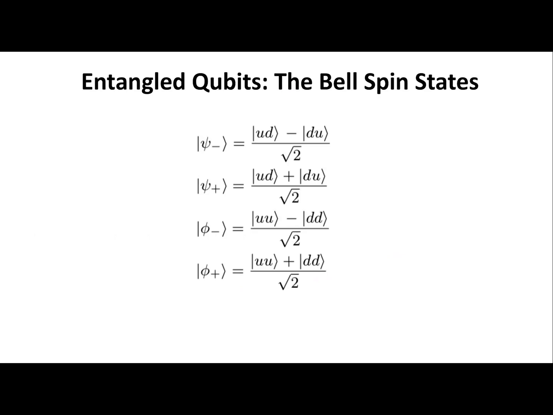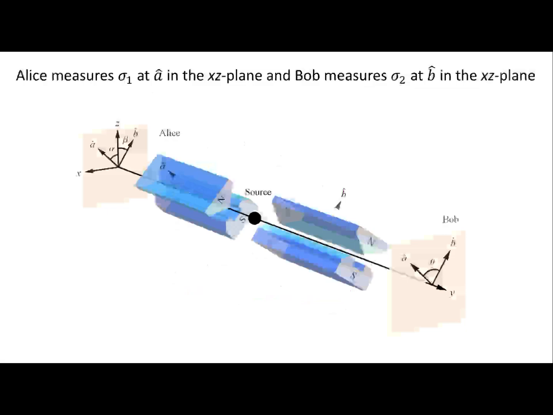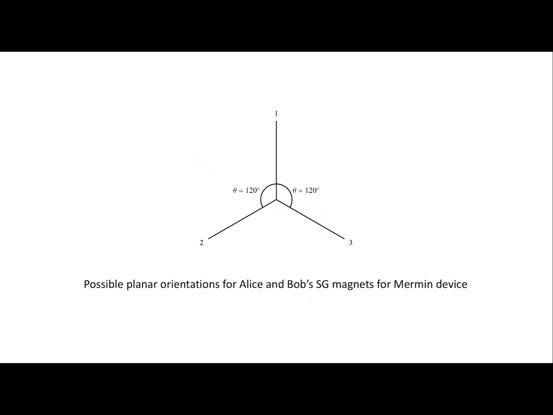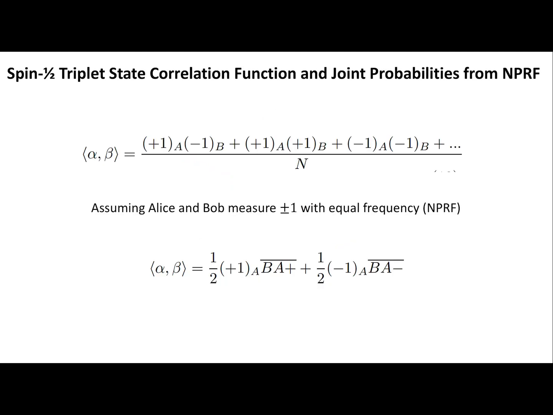So now let's put a pair of these qubits together, these spin-entangled particles, in one of the triplet states, the Mermin device, where you have the same outcomes for the same settings. Alice is going to measure at A hat, Bob at B hat, where A hat makes angle alpha with respect to Z hat, B hat makes angle beta with respect to Z hat, and the angle between A hat and B hat is theta. Those correspond to your 3 settings in the Mermin device.